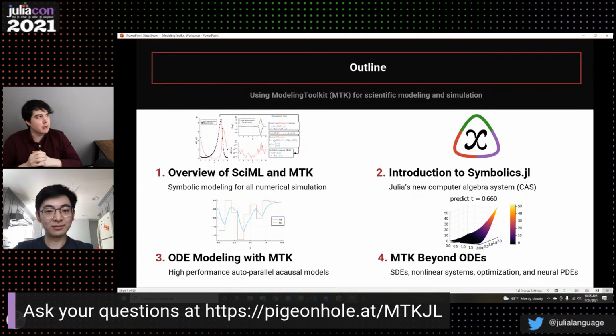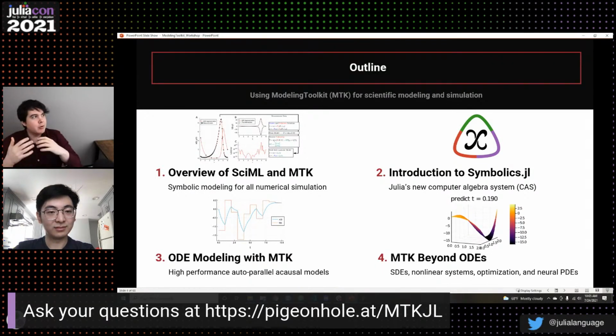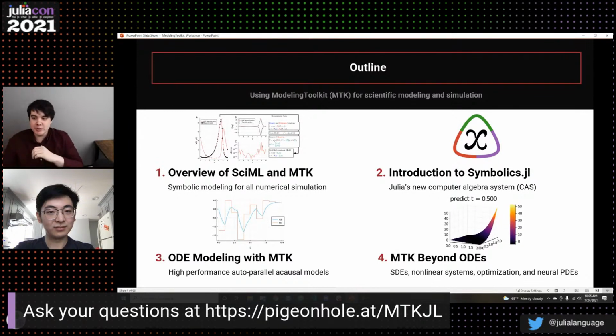Then we'll get right into an introduction to Symbolics.jl, because Modeling Toolkit's core is this new computer algebra system, right? Kind of think like SymPy, and since it's pretty brand new, we wanted to make sure that we introduced everyone to what's going on with our symbolic ecosystem and how you use all these symbolic tools. After we do some symbolic modeling, we'll go to the ODE modeling with Modeling Toolkit, right? So this is symbolic ODEs with Modeling Toolkit.